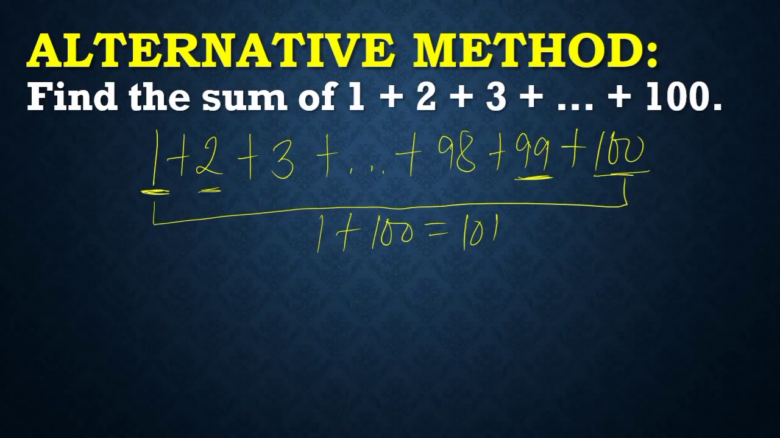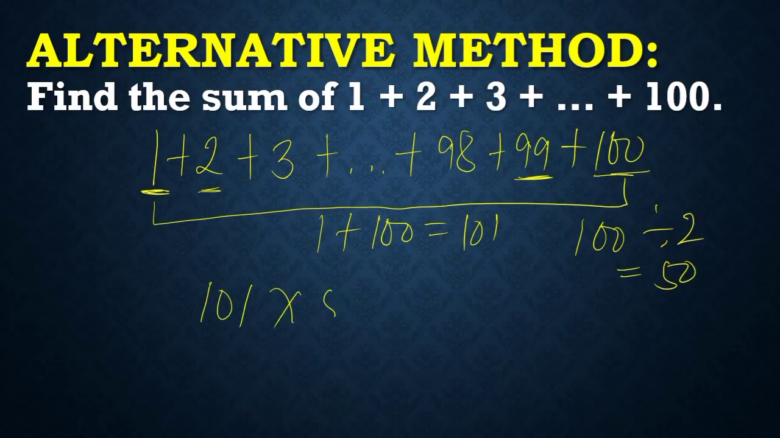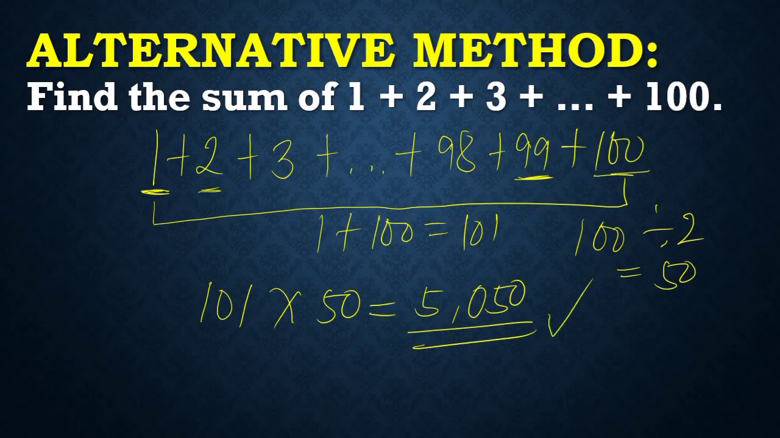Now, how many pairs are there from 1 to 100? So, para malaman yun, i-divide natin yung last term sa 2. So, that will become 100 divided by 2 equals 50. So, meron tayong 50 pairs from 1 to 100. And then, yung nakuha nating sum na 101, imumultiply natin sa 50. So, 101 times 50, that is 5,050. Nakamukha nung nakuha nating sagot kanina.